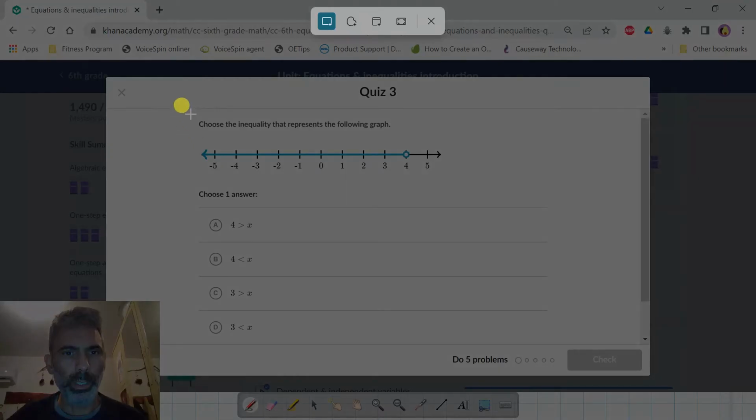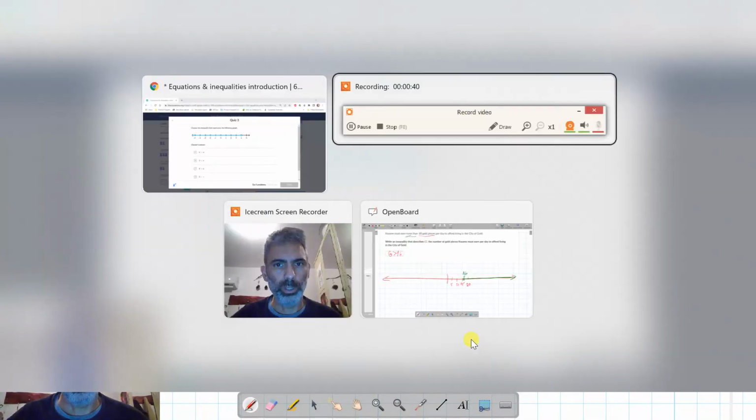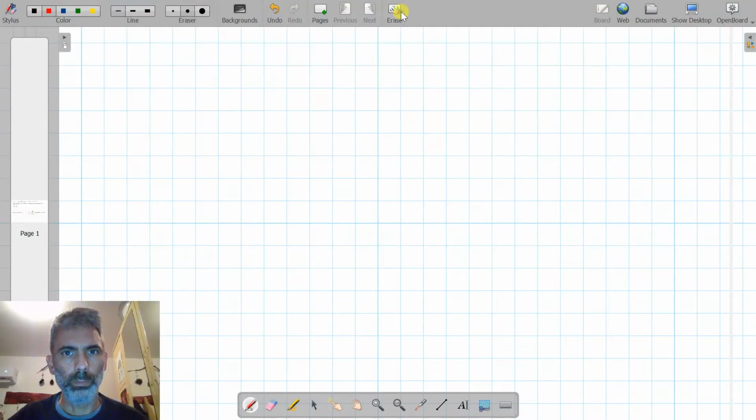Choose the inequality that represents the following graph. So let me copy the question to the board.